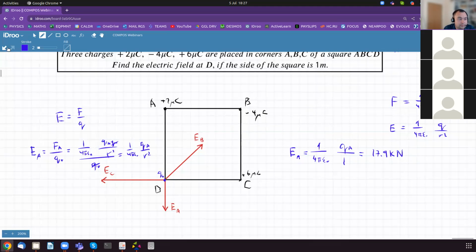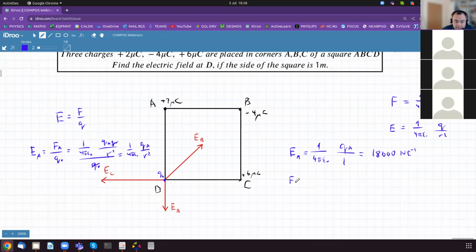Oh, what am I saying? It's not newtons, of course. 17.9, okay, let's put it as 18,000 volts per meter, or newtons per coulomb. So newtons per coulomb.